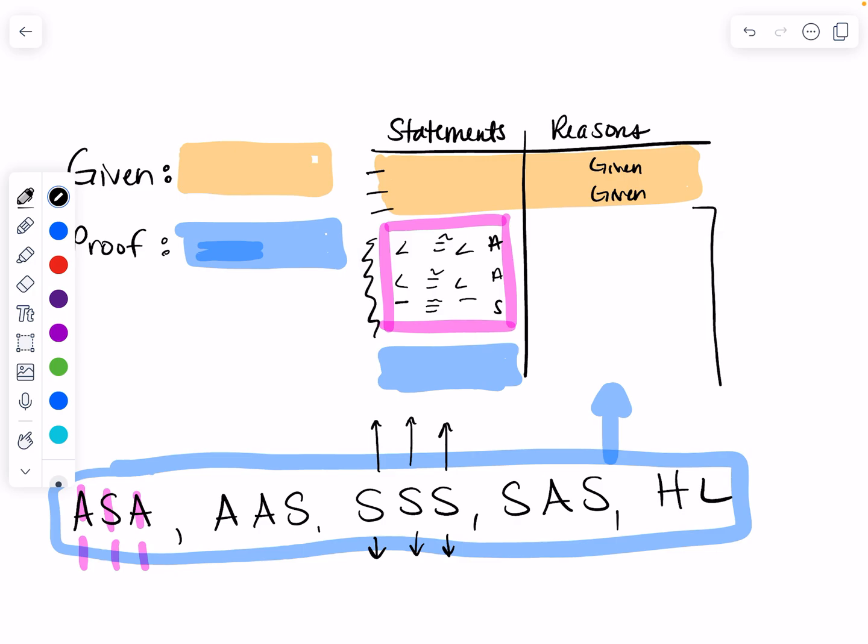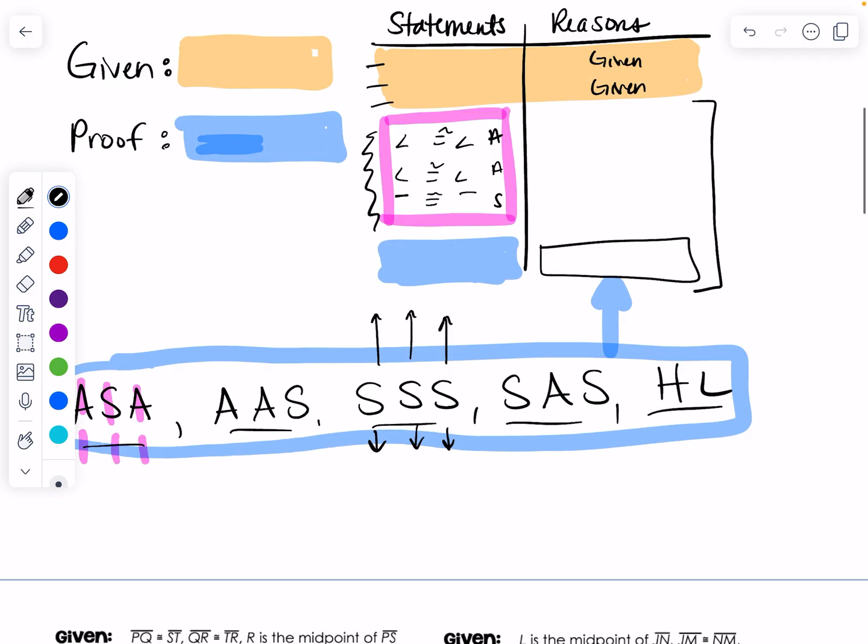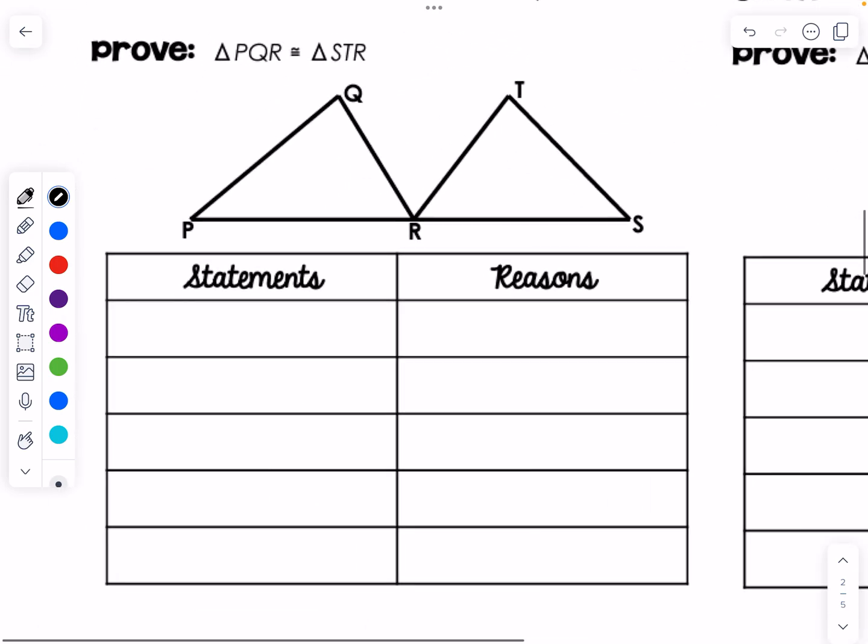The why is definitely the harder part for you. You have to figure out why you're able to say that and what information you can gather. But these right here are how you finish all of your triangle congruence proofs. So let's take a look at one. Let's give it a try.